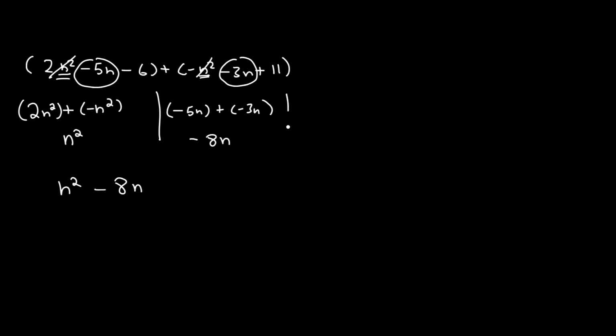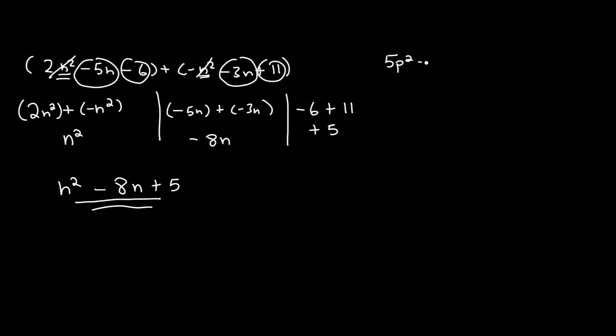And now let's do the last one, which are the constants. Negative 6 plus 11 will give you positive 5. So that's plus 5. All right, you solved it. Let's practice another problem. Pause the video and try it yourself. Always watch out for the degrees.